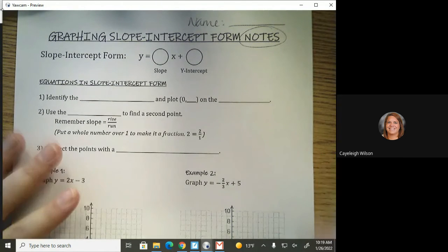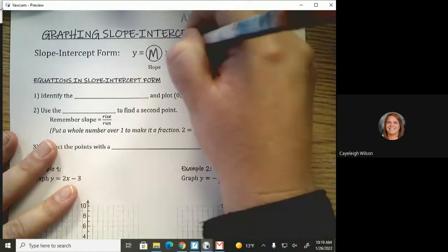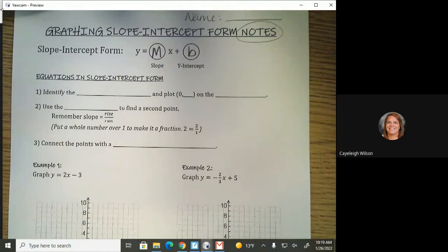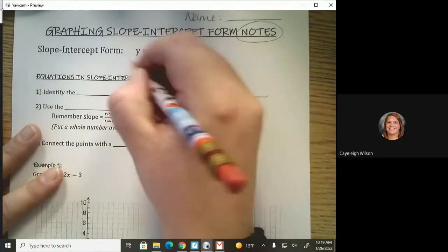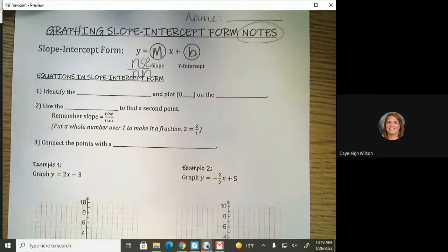So slope-intercept form is y equals mx plus b. M stands for the slope. What did we learn slope was yesterday? Rise over run. So slope is rise over run. Talked about that yesterday. And we count slope by rising, so going up and down, and then running left and right. We also talked about positive and negative slopes.